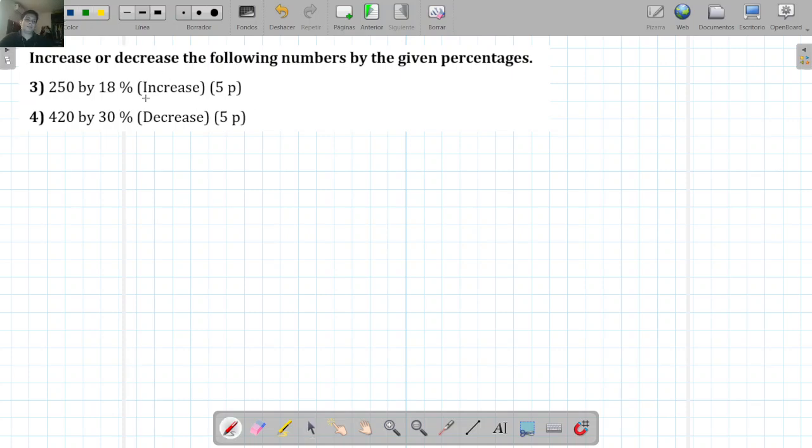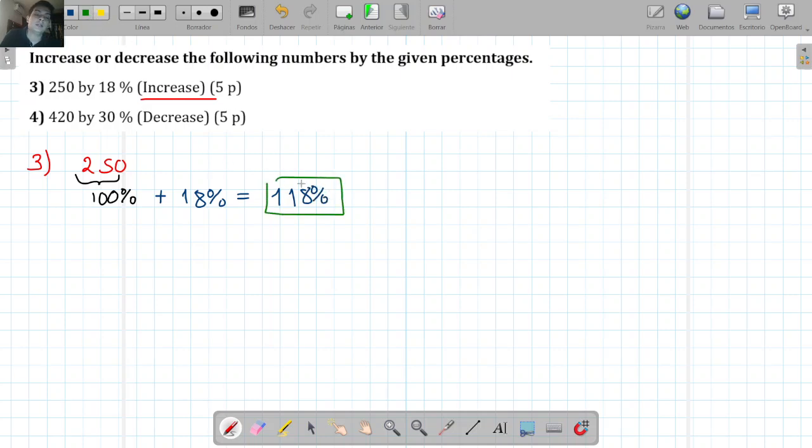If I want to increase something, we have the following situation. In number 3, we have 250 and we want to increase it. So we need to understand that 250 right now is the 100%. And if we want to increase it, that means that I'm going to add the 18%. So 100 plus 18 is just 118, meaning that my result is going to be 118%.